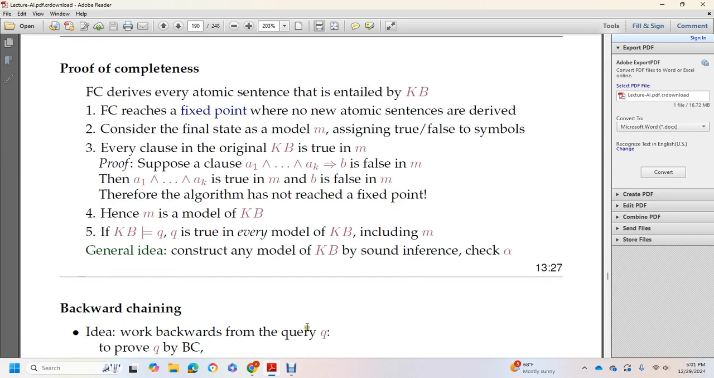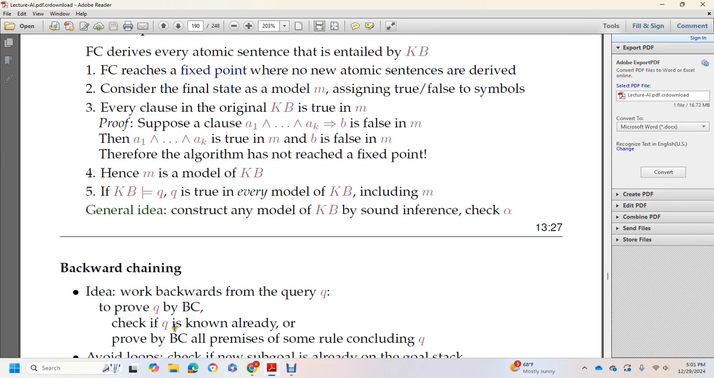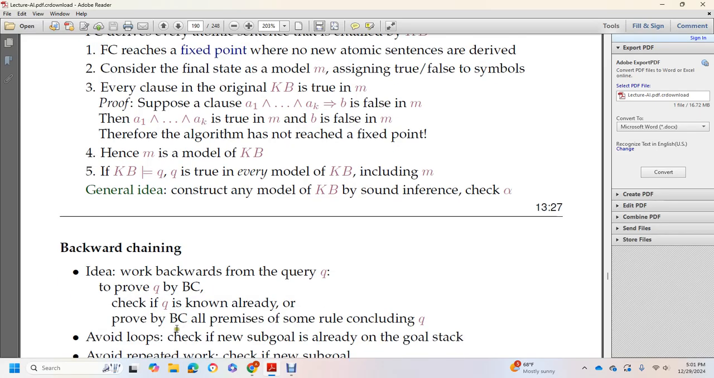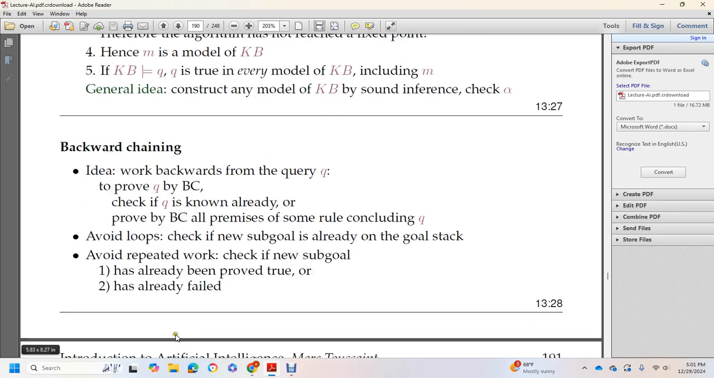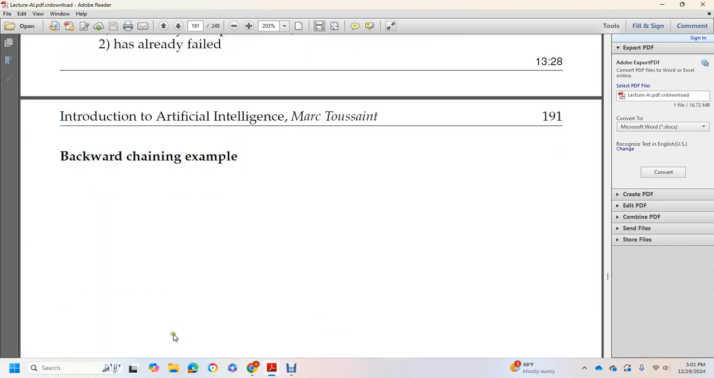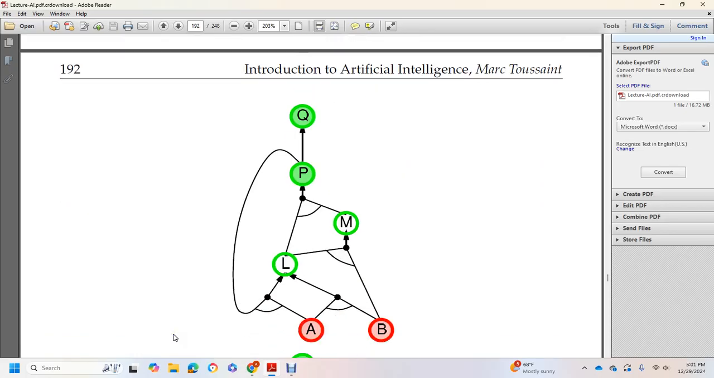Backward chaining: the idea is to work backward from the query q. To prove q by backward chaining, check whether q is known already, or prove by backward chaining all the premises of some rule concluding q. Avoid loops: check whether the new subgoal is already on the goal stack. Avoid repeated work: check whether the new subgoal has already been proved true, or has already failed. Backward chaining example.